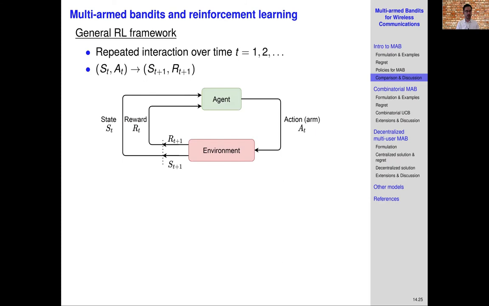Next, I will give a brief comparison between general reinforcement learning and the multi-arm bandit problem. In the general RL framework, an agent repeatedly interacts with an environment by choosing actions, which are arms of the bandit. The environment, as a result, transitions from a state to the next state and emits a reward. The agent's goal is to maximize the expected cumulative reward.